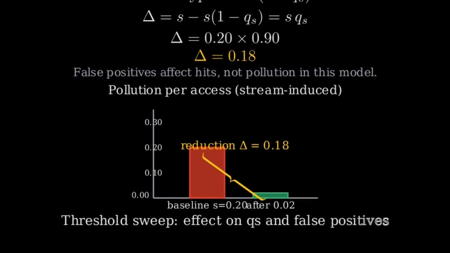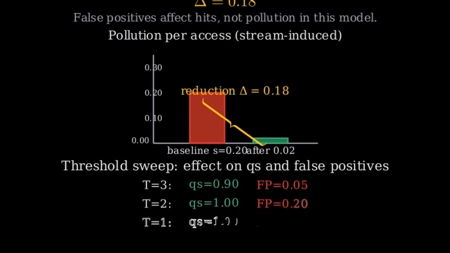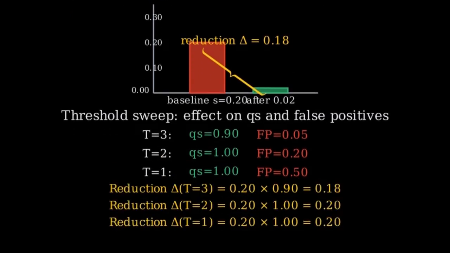Threshold choice trades strictness for coverage. Using our histogram, for T equals 3, QS is 0.9, and the false positive rate on reused lines is 0.05. For T equals 2, QS becomes 1.0, and false positives rise to 0.2. For T equals 1, QS is still 1.0, but false positives become 0.5. The pollution reduction depends only on QS times S, so it is 0.18 for T equals 3 and 0.20 for T equals 2 or 1. Hit rate costs, however, grow with false positives.